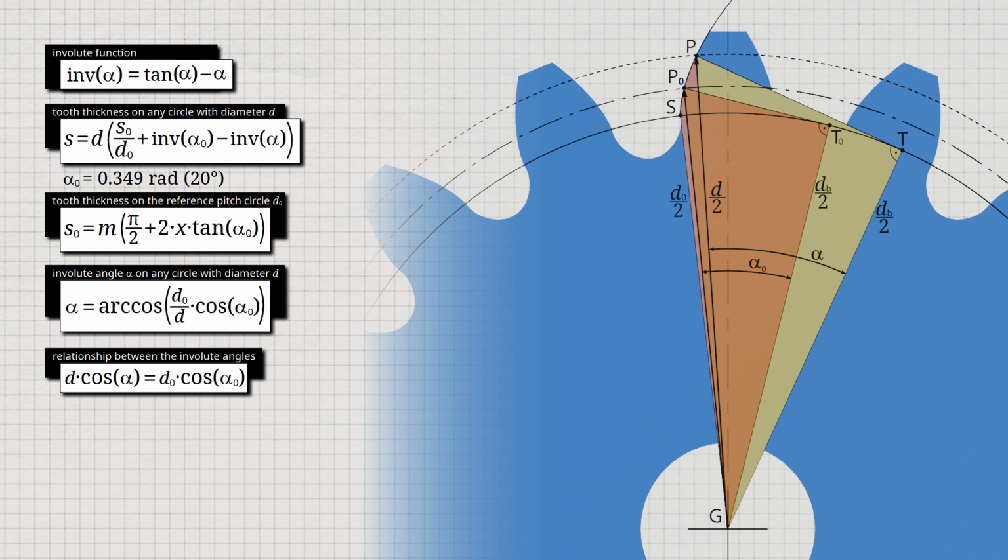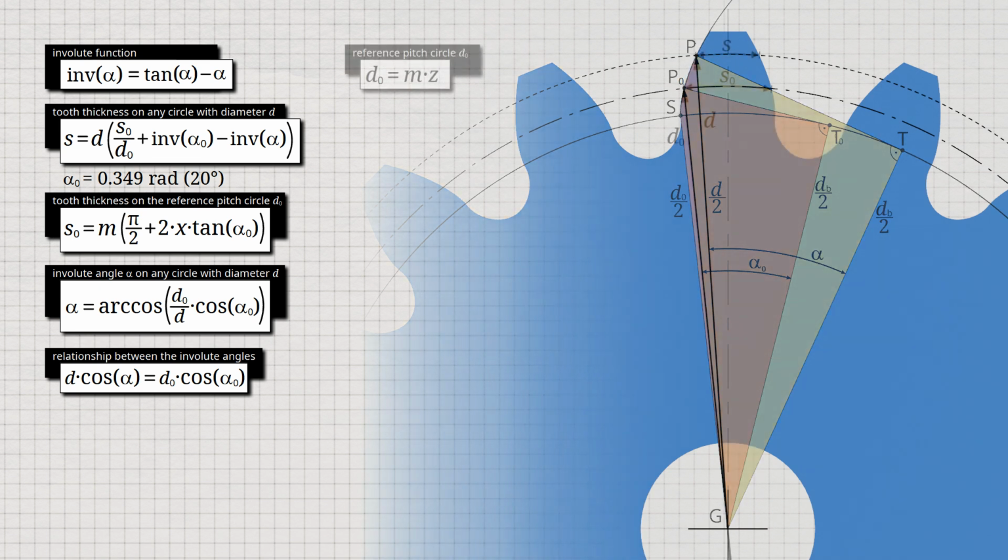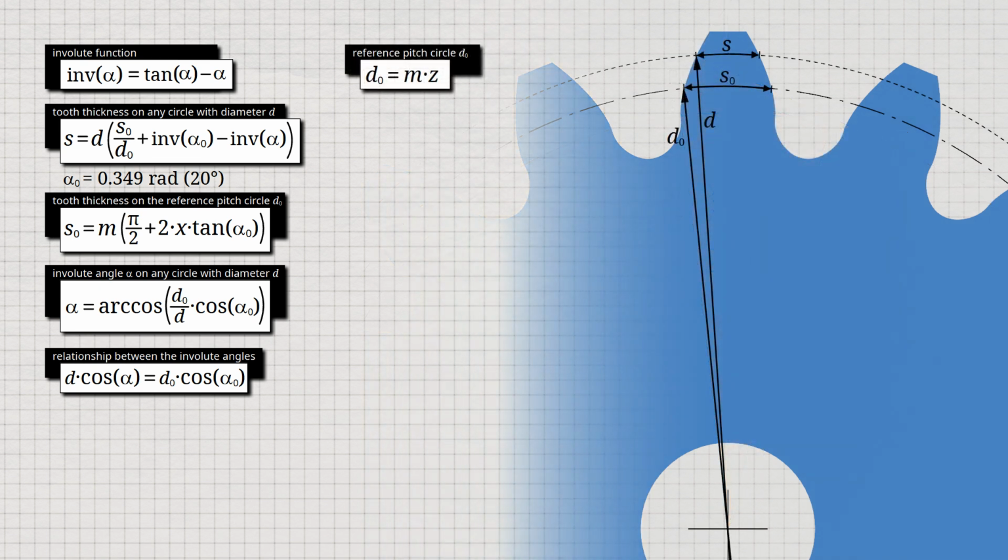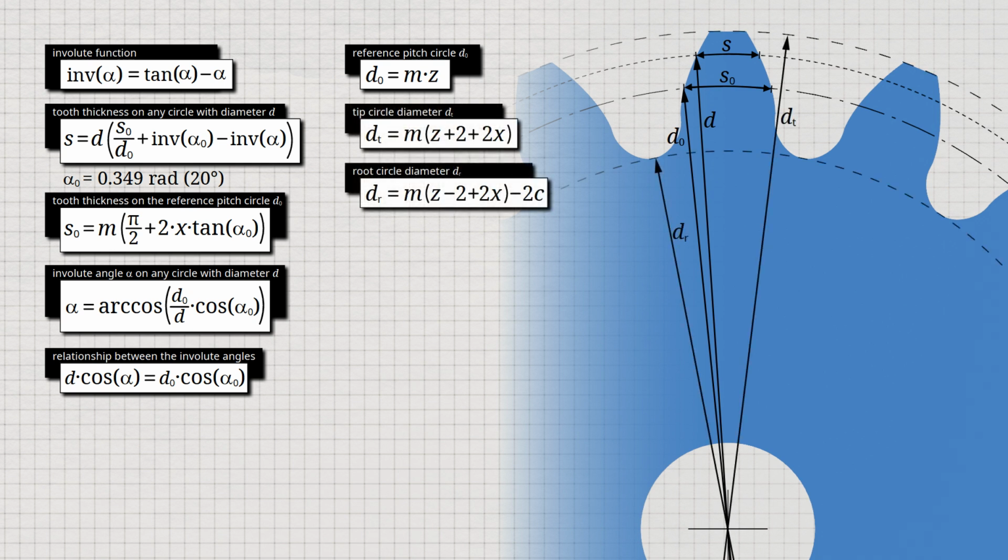As already explained in the video on the geometry of involute gears, the reference pitch circle diameter D0 results from the product of the module m and the number of teeth z. It should be noted that this reference pitch circle diameter is independent of any profile shift. This has already been explained in detail in the video on profile shift. However, a profile shift influences the tip and root circle diameter of a gear. The formulas shown apply here, which were derived in detail in the video on profile shift. In the formula for the root diameter, c is the tooth tip clearance, which is approximately 10 to 20% of the module.